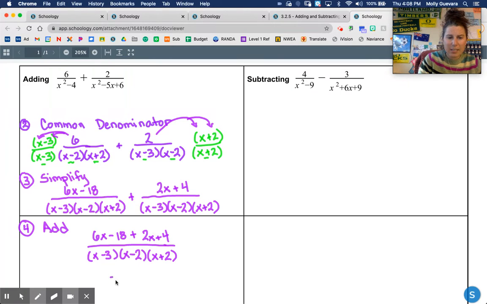Which then I can simplify, right? So 6x plus 2x is 8x. Negative 18 plus 4 is negative 14. And again, that is still over x minus 3, x minus 2, x plus 2.